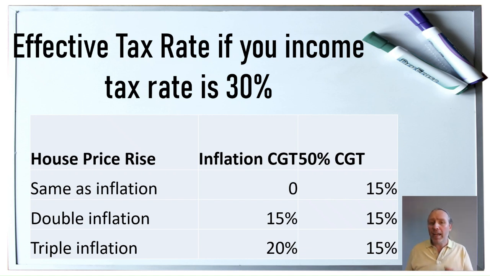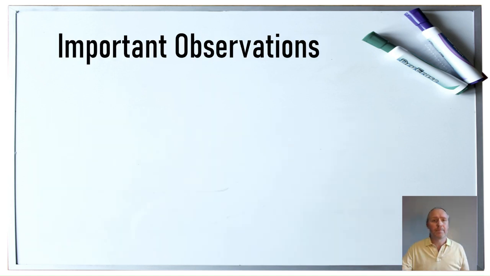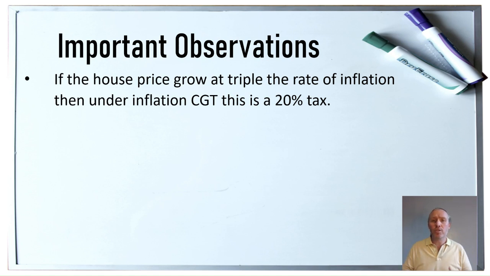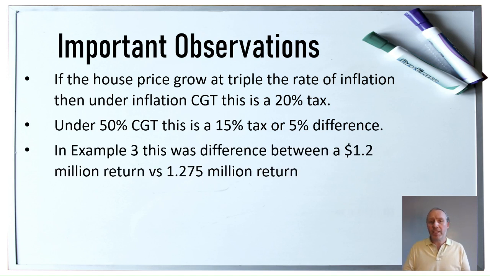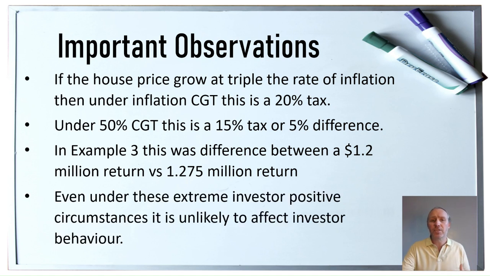But even if it's moving at triple the rate of inflation, well, you still have an effective tax rate of 20%. So even if house prices grew at triple the rate of inflation, the tax would have only been 20% when it came to that inflation adjusted one. So this is only like a 5% difference from the 50% discount. So if we go back to example 3, that is the difference between a $1.2 million return and a $1.275 million return. It's not a great deal when you're talking about numbers that big.